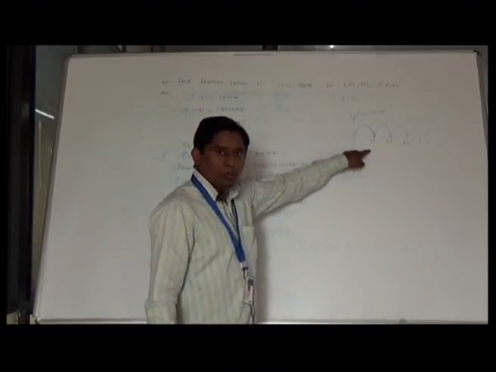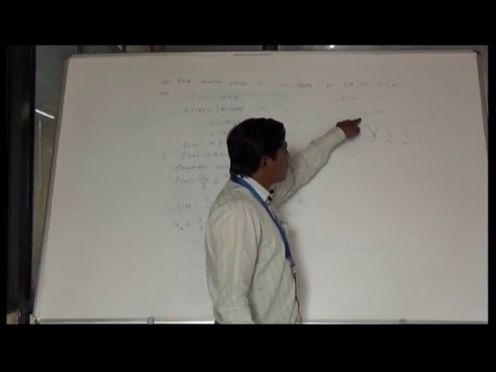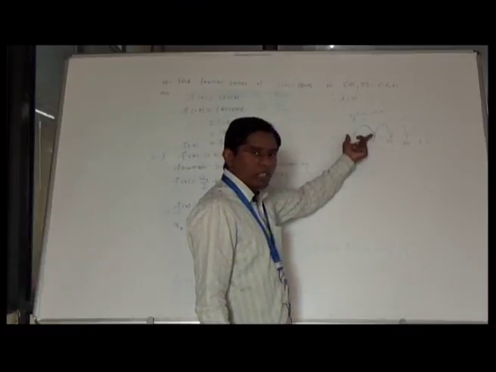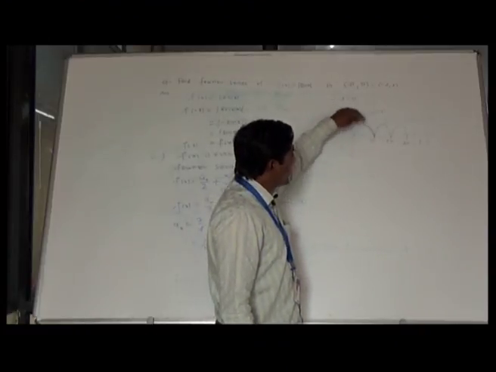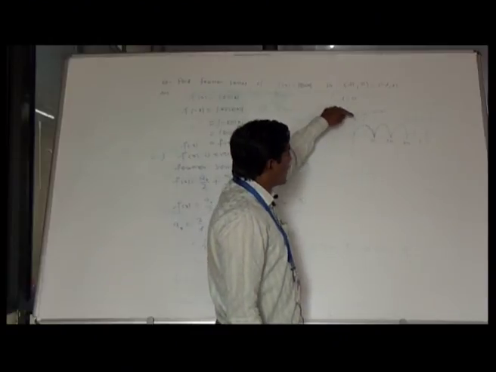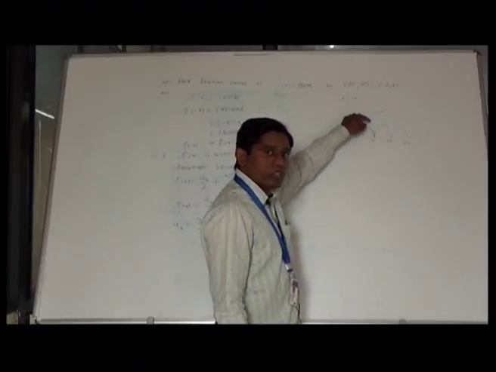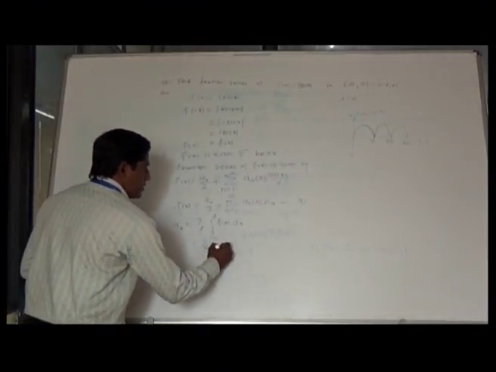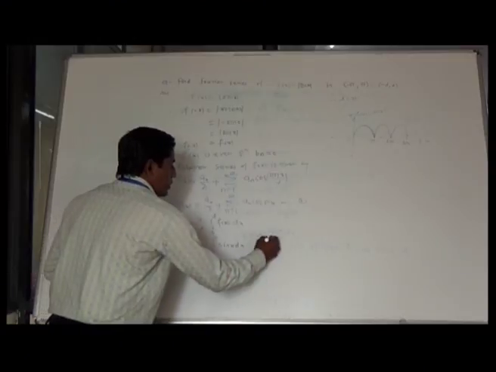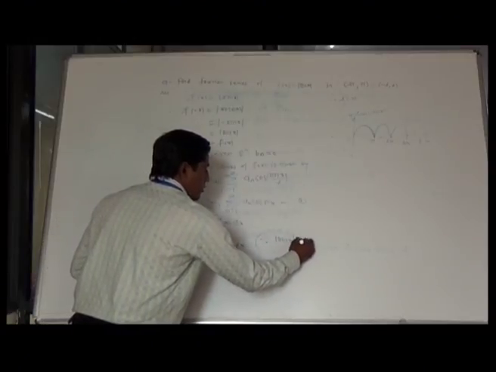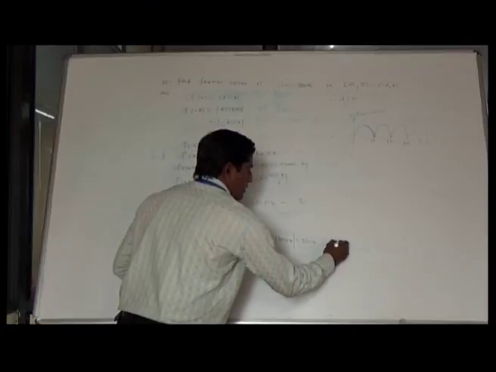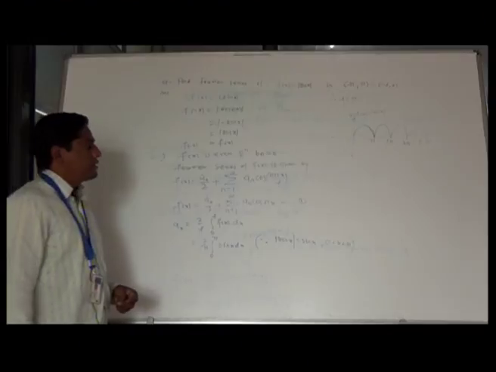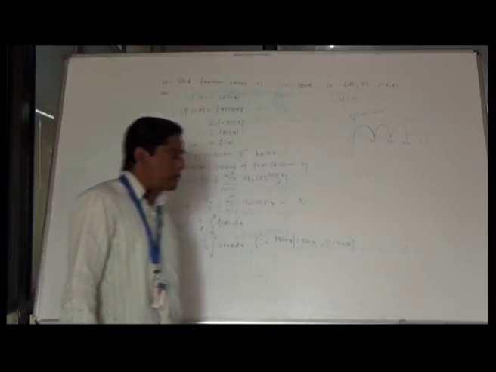For the interval 0 to pi, the value of the function f(x) equal to mod of sin x is positive. For this interval 0 to pi, mod of sin x is above the x axis, that is f(x) is positive. Therefore, f(x) is the same as sin x dx, because mod of sin x is equal to sin x for 0 less than x less than pi.